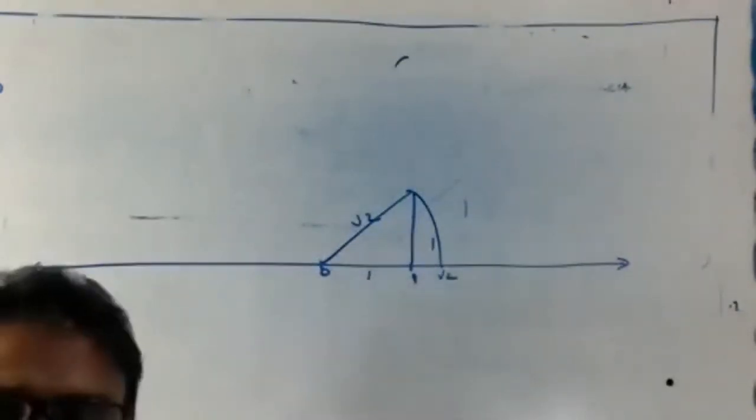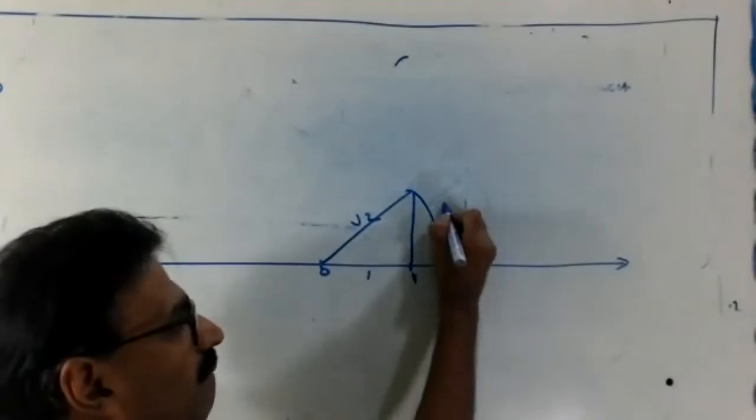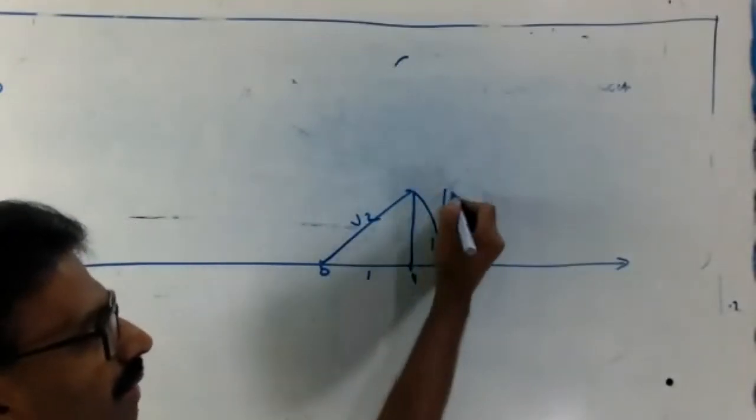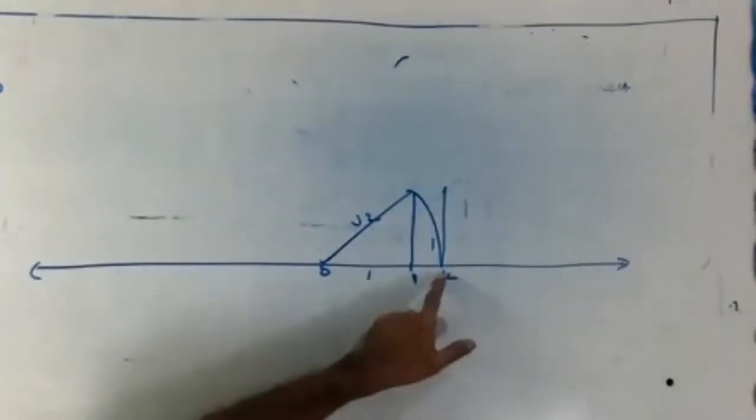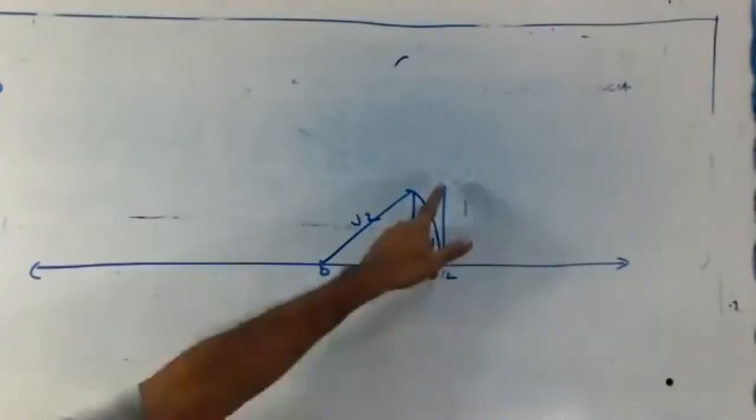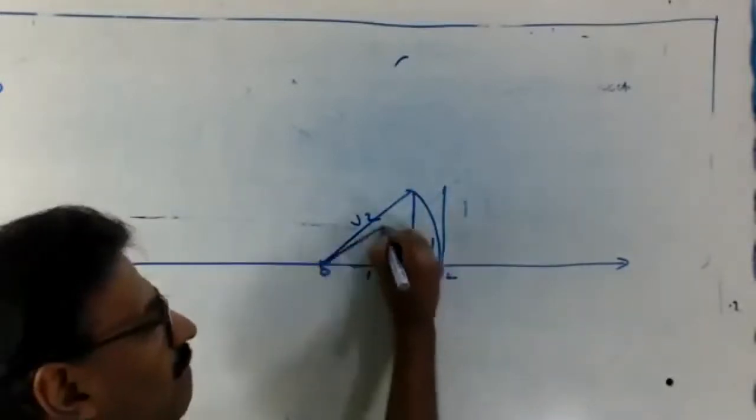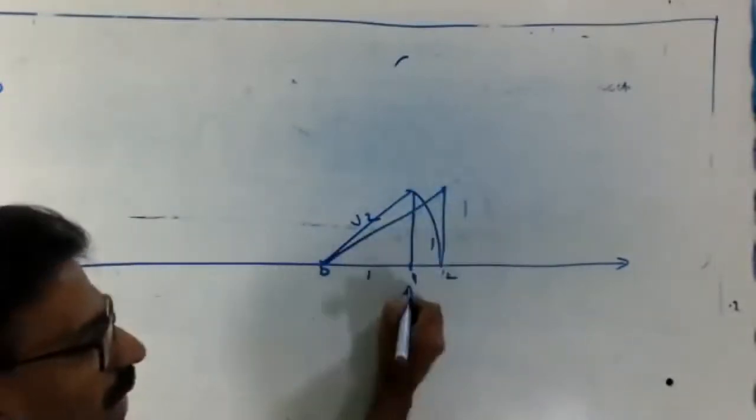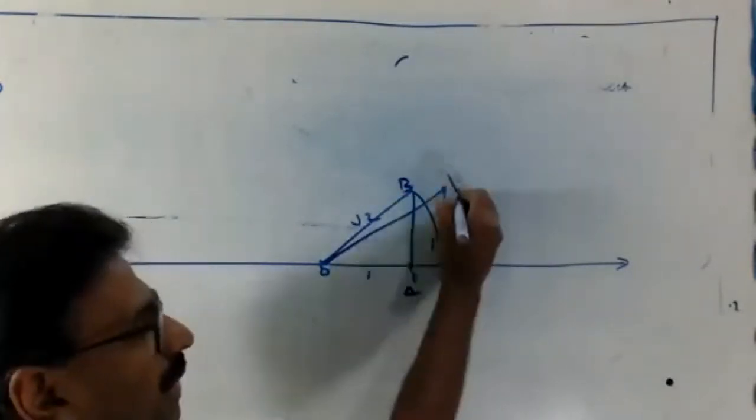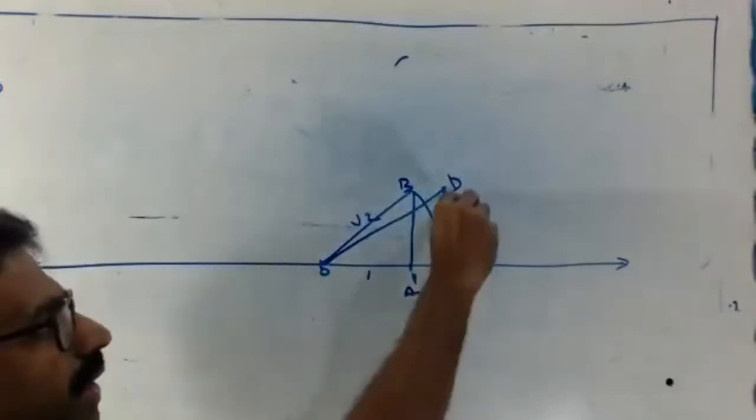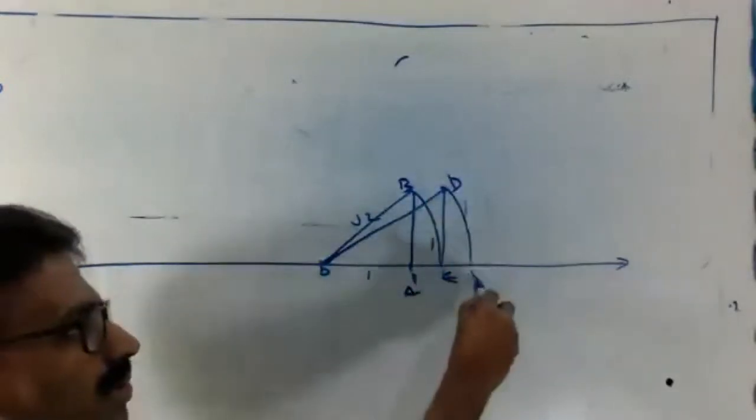Then again, same, draw a line here, same line, perpendicular, at root 2. See here, draw again one line. Then just join here. This is our A, B, here C, D here. Then again same. This is root 3.